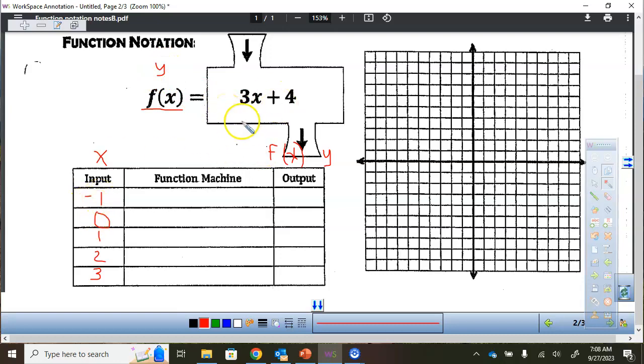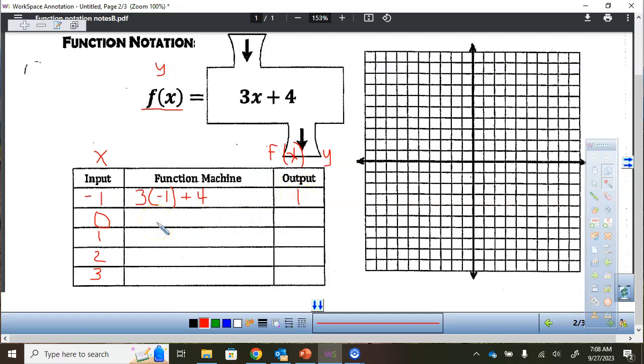So now I'm going to take this -1 and replace the x with -1. Remember, right next to each other means multiply. So this means 3 times, I'll put -1 in parentheses, 3 times -1 plus 4. And now I'll evaluate this function using order of operations. So I'm going to multiply first. 3 times -1 is -3. -3 plus 4 is 1.